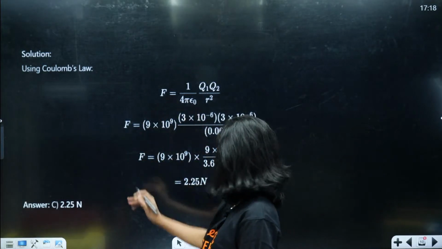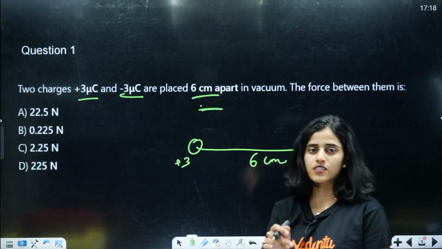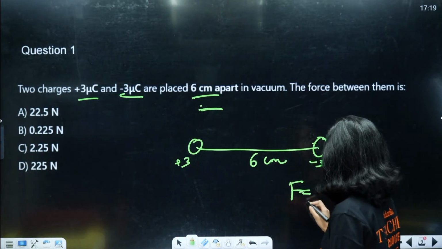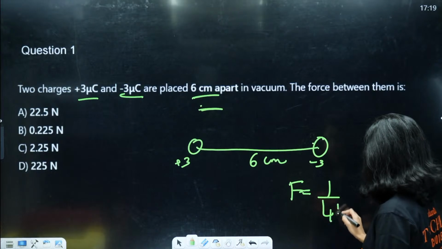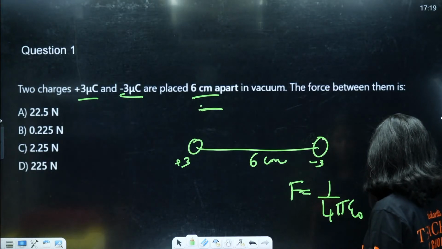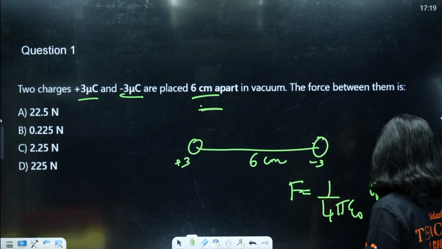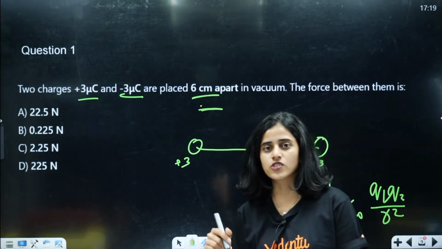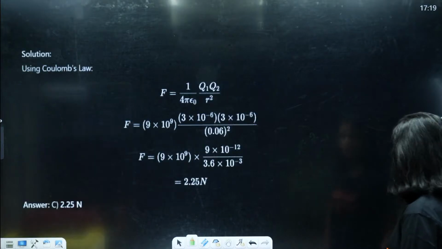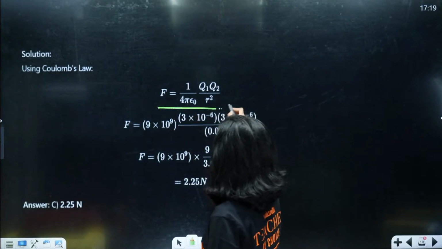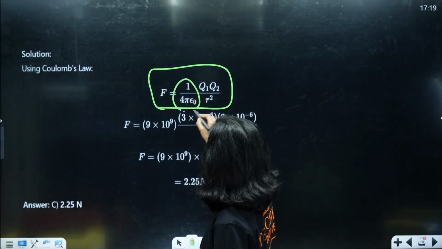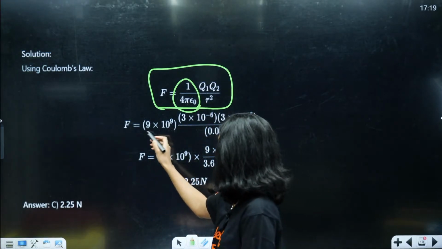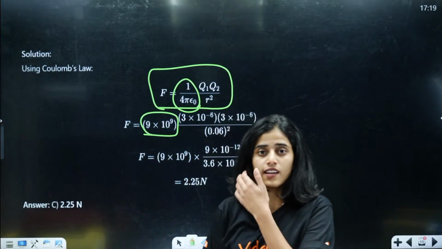So this question is based on the formula that we just revised, the Coulomb's law formula. F is equal to 1 by 4 pi epsilon naught q1 q2 by r square. So this is based on that formula. So let's just solve it. So the formula is here. So 1 by 4 pi epsilon naught, I already said you have to learn the formula, learn the value. So the value is 9 into 10 raised to 9.